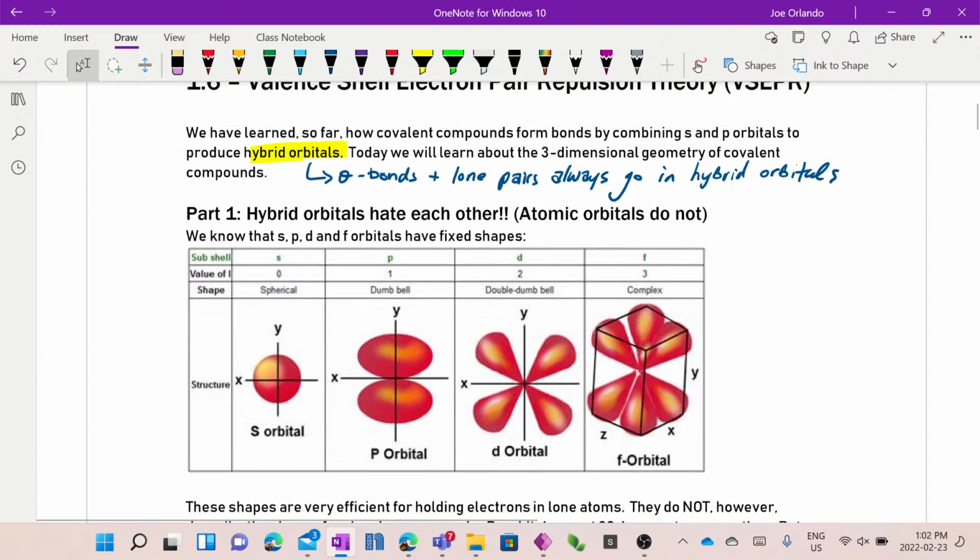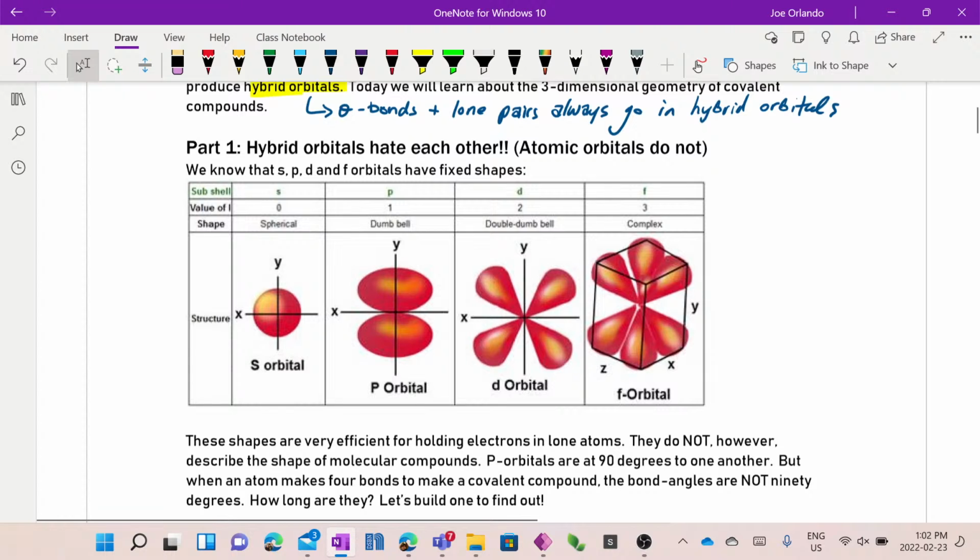All right. The basic shape of S, P, D, and F orbitals. Now, I will say that these are all in their simplest formations, and as you move to higher levels, they can get a little funkier than this. S orbitals are spherical, p orbitals are dumbbell shaped, d orbitals are double dumbbell shaped. F orbitals are complicated. The F orbital's shape is literally just called complex.